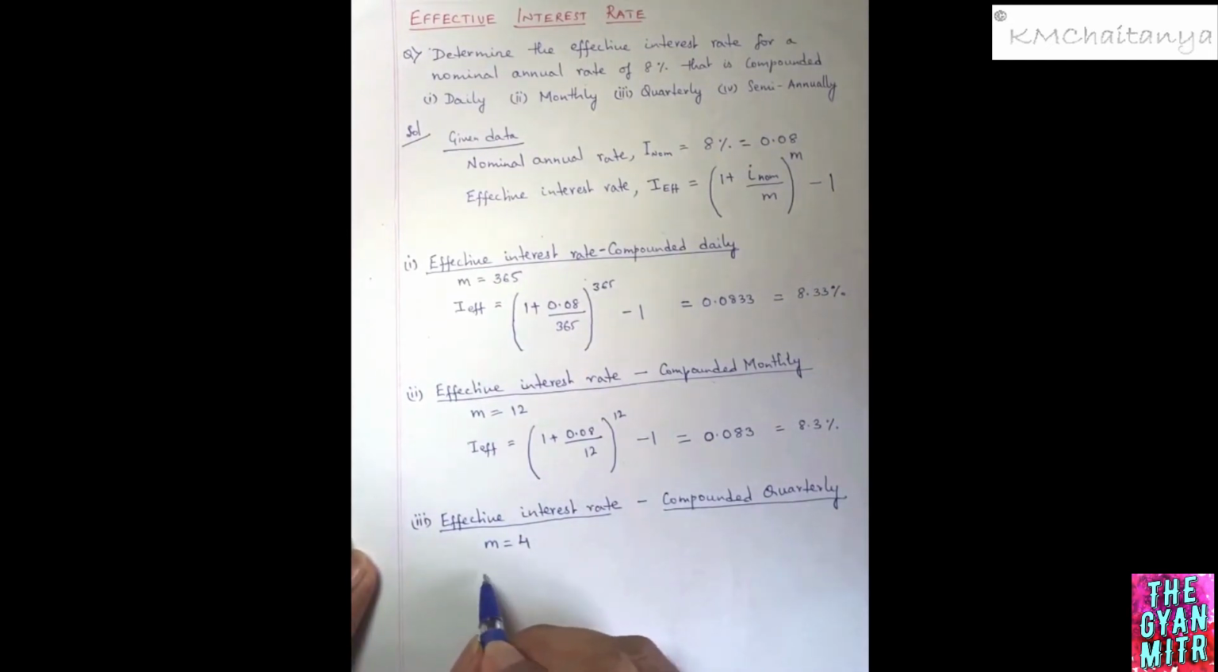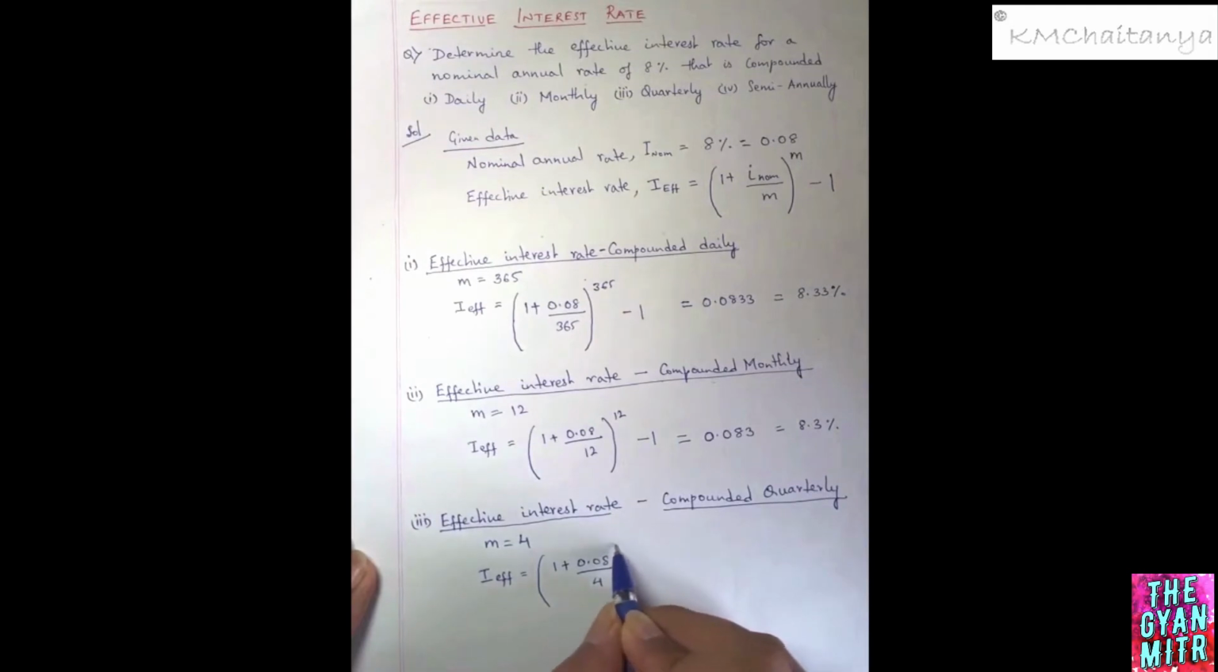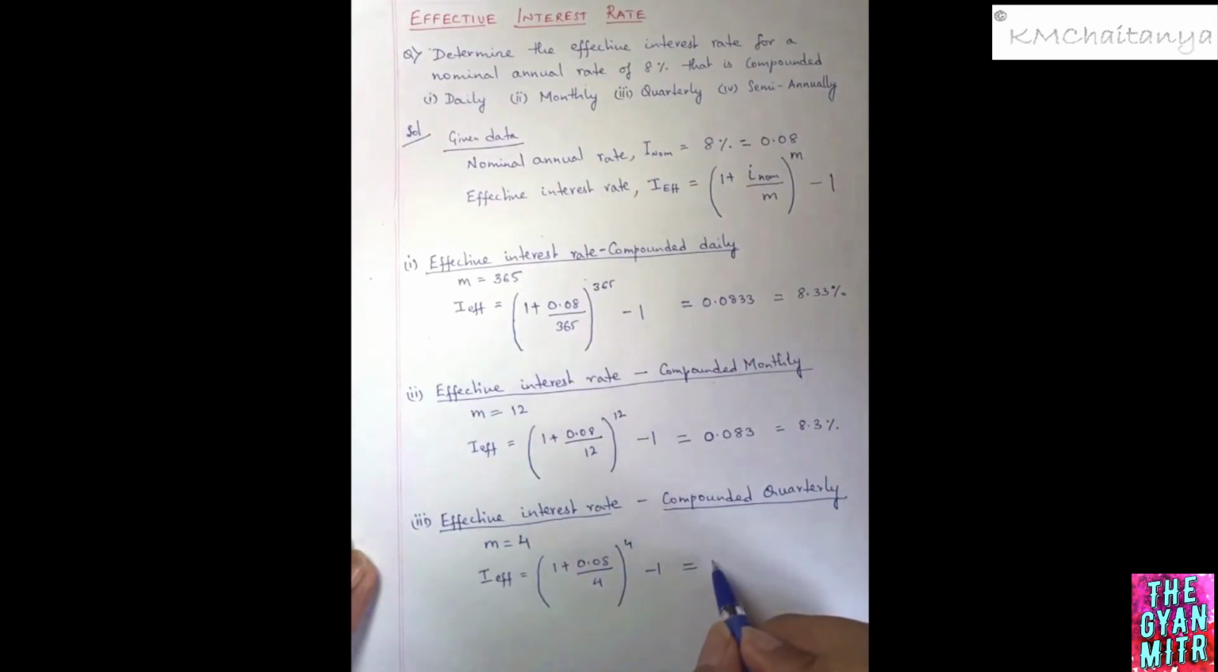Now we'll calculate the effective interest rate I_eff, which is equal to (1 + 0.08/4)^4 - 1. So if you solve this, you're going to get the value of I effective to be equal to 0.0824, which if I convert it into percentage, is 8.24%.